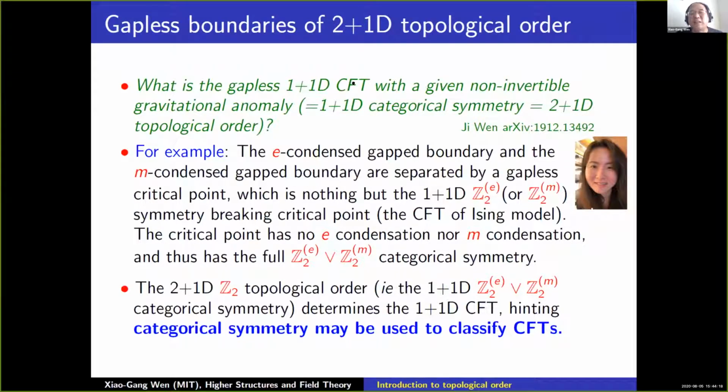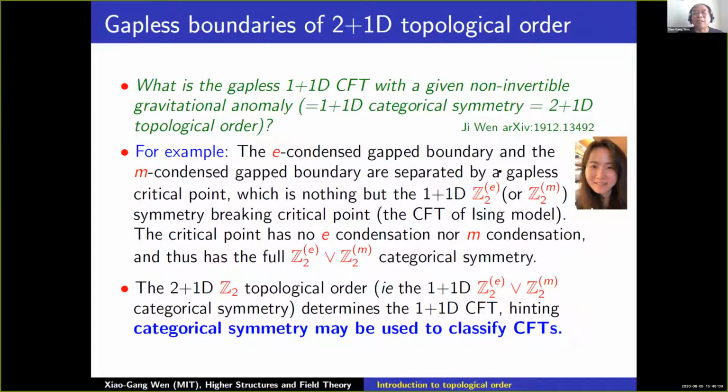Then for the gapless states, using this picture, how do we describe the gapless states? Here I want to say that the E condensed boundary and the M condensed boundary are two gapped boundaries. And there's a phase transition between these two gapped boundaries. The phase transition is continuous, and it's a critical point. This critical point is gapless. Okay, so remember, the E condensed boundary is where we break the Z2E symmetry, and the M condensed boundary breaks the Z2M symmetry.